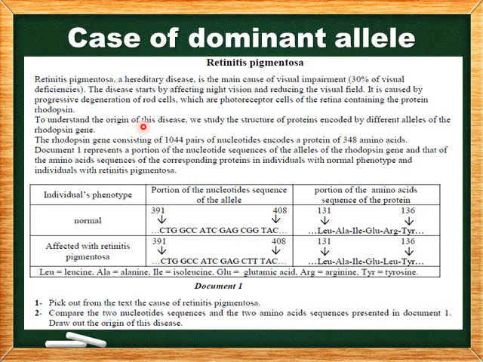We study the structure of proteins encoded by different alleles of the rhodopsin gene. As you know, each gene codes for a certain protein. The protein here is rhodopsin. The rhodopsin gene consists of 1044 pairs of nucleotides and codes for a protein of 348 amino acids. So, this document represents a portion of nucleotides of the rhodopsin gene and, for sure, the amino acid sequences of the corresponding proteins in the normal and the affected individual.